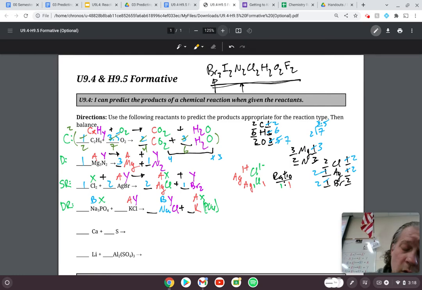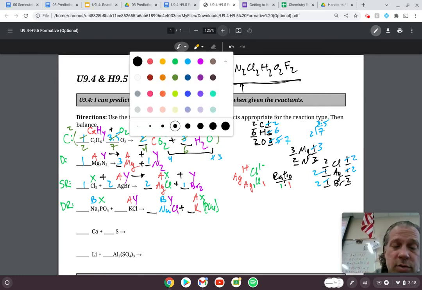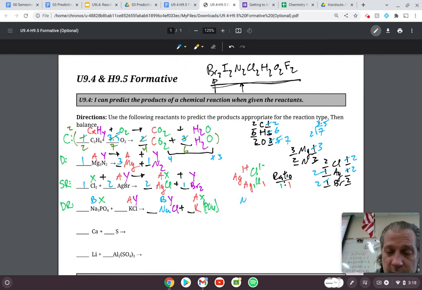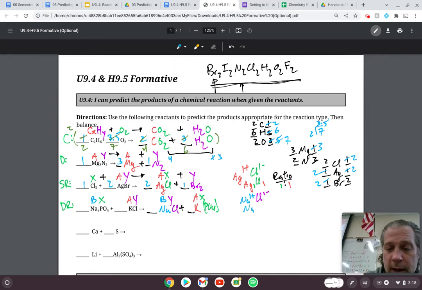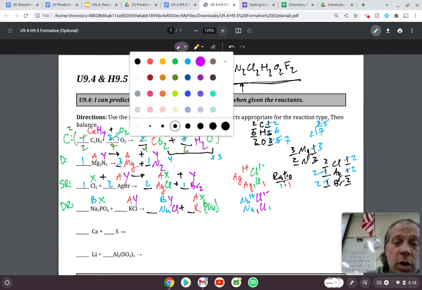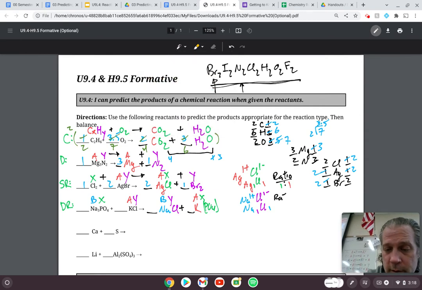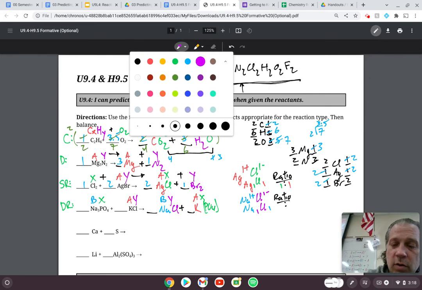So now what I need to do is check my charges for both the NaCl and the potassium compound. So I'm going to do the NaCl first. So here I have Na with a charge of +1, Cl with a charge of -1. Crisscross those charges down, and I get Na1Cl1. So my ratio is 1 to 1. And that cannot be simplified, so I'm going to leave NaCl as NaCl.